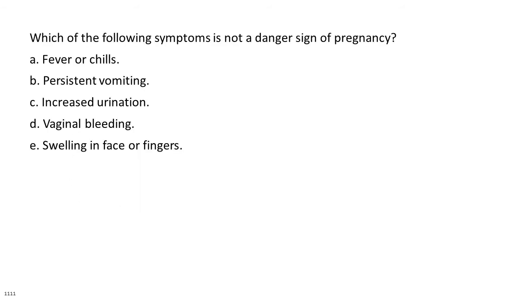Which of the following symptoms is not a danger sign of pregnancy? A. Fever or chills. B. Persistent vomiting. C. Increased urination. D. Vaginal bleeding. E. Swelling in face or fingers.